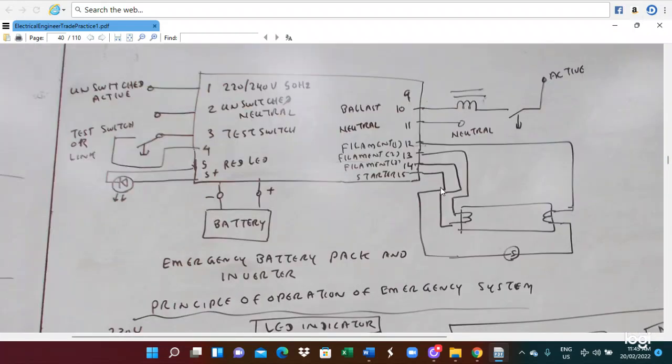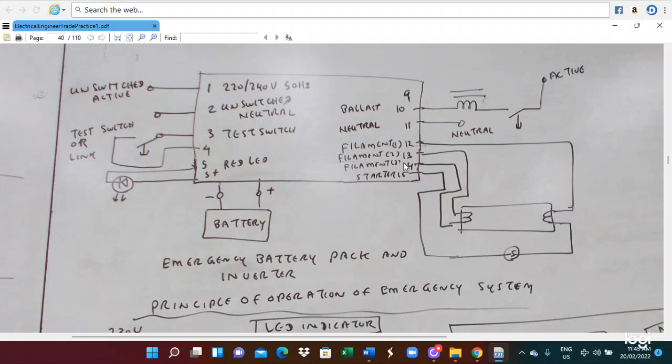So the switch is active, and also the test switch and red light, and also this is the battery connection. This is the sub connection here. Here is the emergency light system. So this is the emergency battery pack and the inverter we utilize.